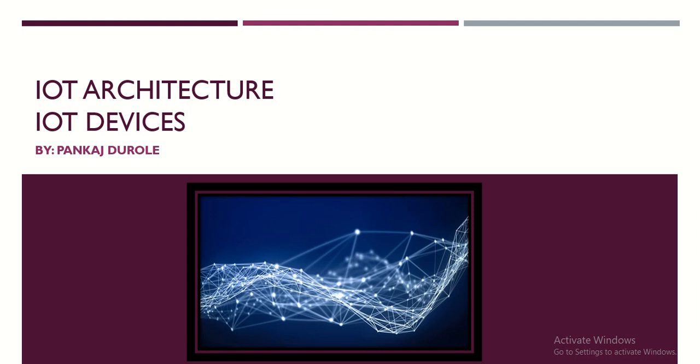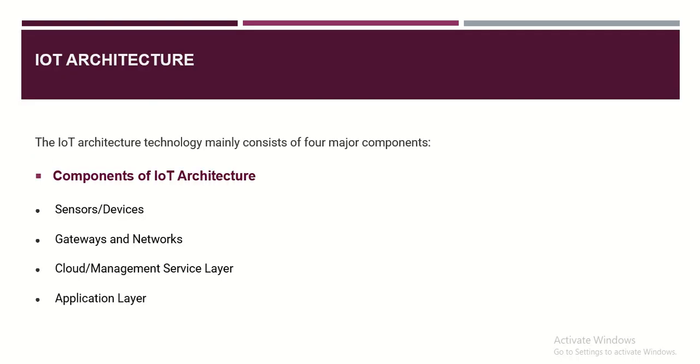Now we will try to understand about IoT architecture and IoT devices. Architecture technology mainly consists of four components: sensors, devices. Sensor devices are the hardware components which are the basic part of any IoT module. Sensors sense the real-time data, and they provide that particular data to the Arduino devices.